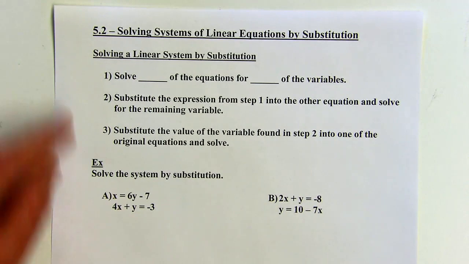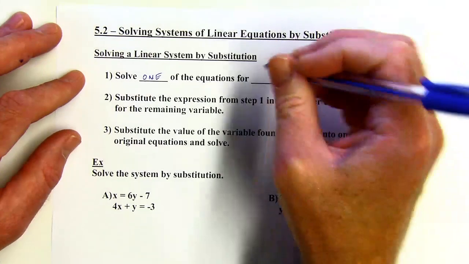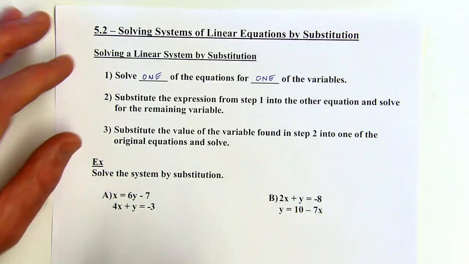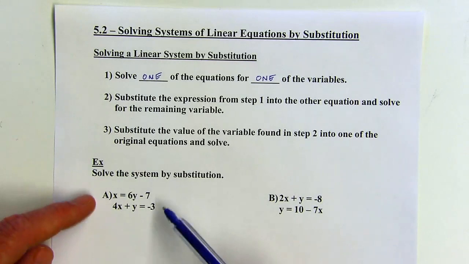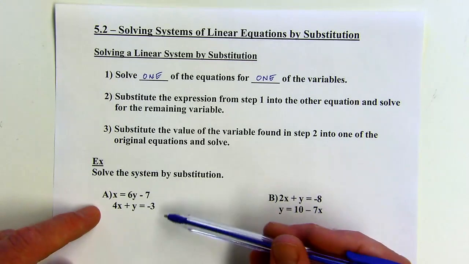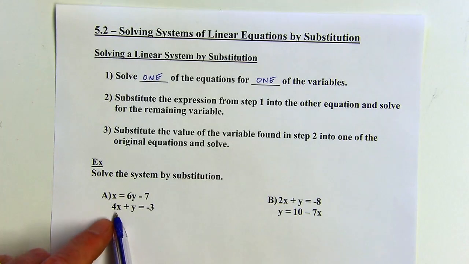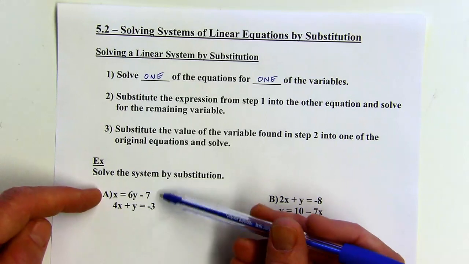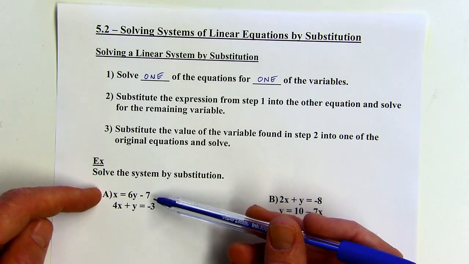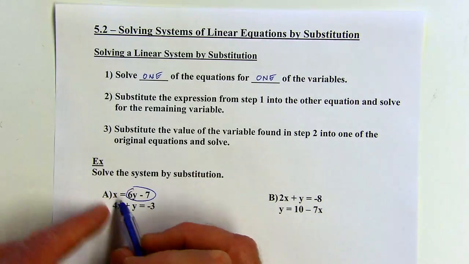So what we want to do first, our first step, is to solve one of the equations for one of the variables. That means I need to get either the x or the y isolated in one of these two equations, okay? And you could isolate the y in the second equation by subtracting 4x from both sides, or you can even isolate the x. You'd have to move the y, then divide everything by 4. But the x is already isolated in the top equation, right? So x equals this. So that x is already isolated.